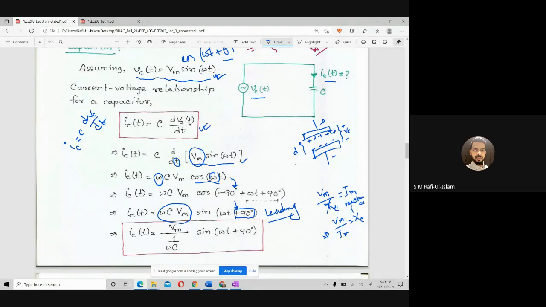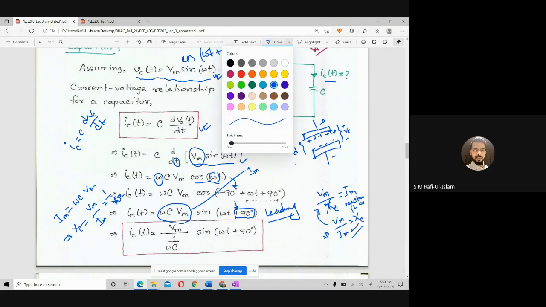If this is the reactance for a capacitor, how can we check? From that relation, we can write Vm divided by Xc equal to Im. So I know this value is the maximum current. Let's say I write Im equal to omega C times Vm. So what is the Xc value? Xc means Vm divided by Im, equal to 1 upon omega C. Do you understand?